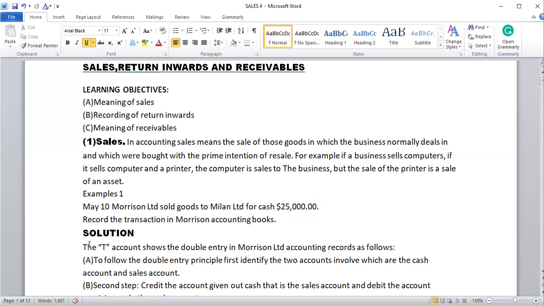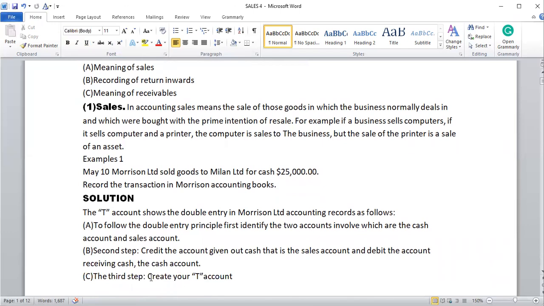So the solution, the T account shows the double entry in Morris Limited accounting records as follows. A, to follow the double entry principle, first identify the two accounts involved, which are the cash account and sales account. Then B, the second step, credit the account giving out the cash, that is the sales account, and debit the account receiving the cash, that is the cash account. Then the third step, you create a T account.